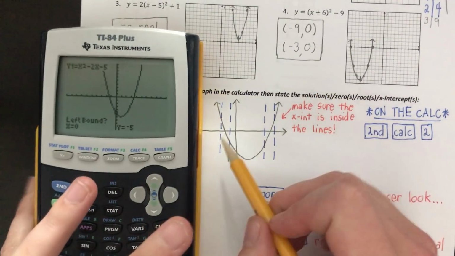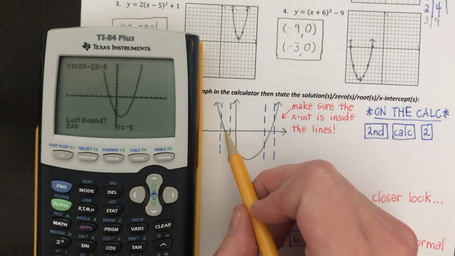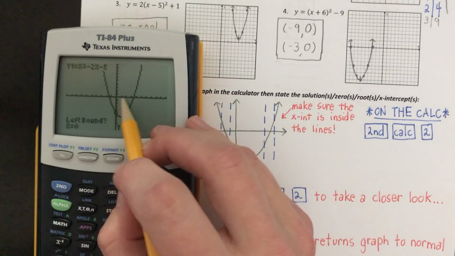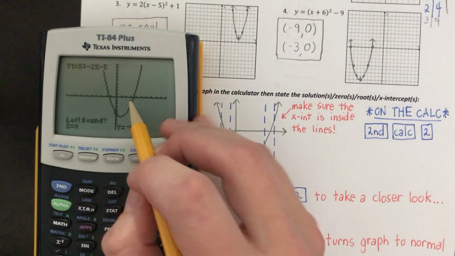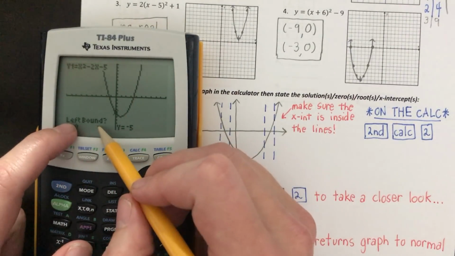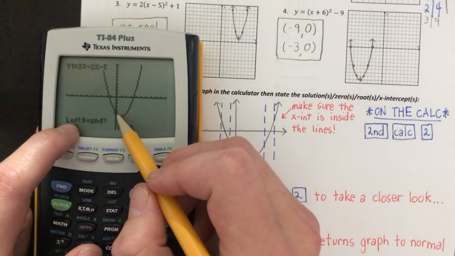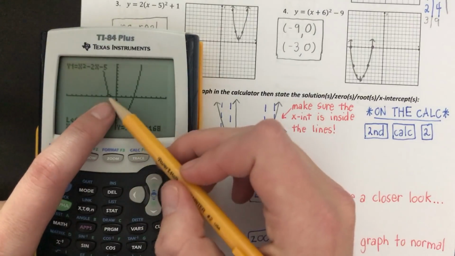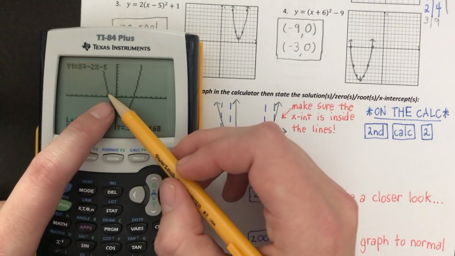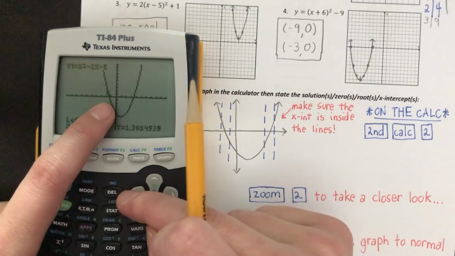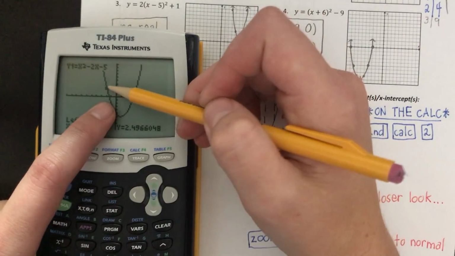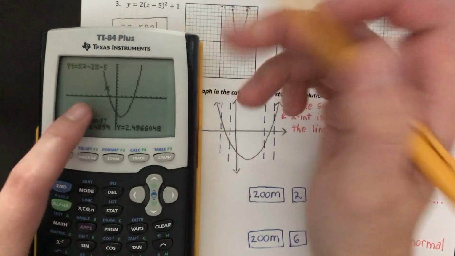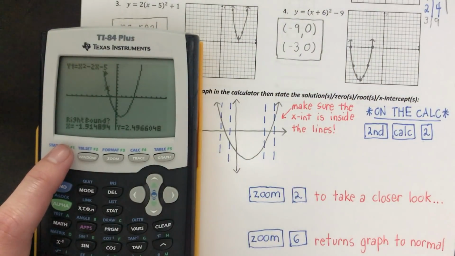Okay, and you'll notice I have 2 zeros on this graph. I have one here and I have one here. I've got to find each of them one at a time. So you'll notice this says left bound question mark, and you see a cursor blinking. So I need to take that cursor and move it to the left of my first x-intercept. So yeah, it's going up, but it's also going to the left. So my cursor is now currently to the left of this x-intercept, and I'm going to hit enter.